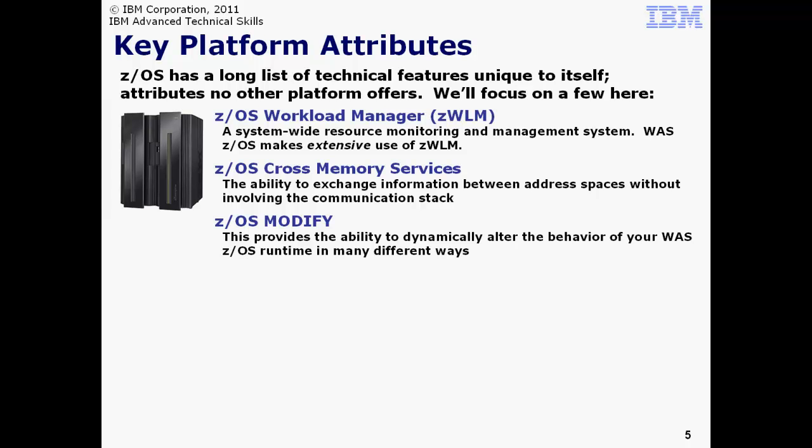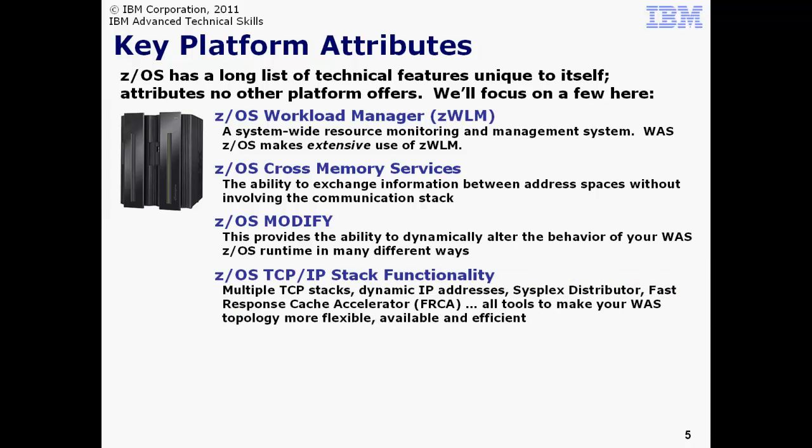The third function is zOS Modify capability. This allows commands to be passed into running tasks. WAS zOS exploits this in two ways. The first is to dynamically alter the runtime behavior of the application server. The second is to dynamically extract runtime information from the application server. Later we'll see some examples of what you can do with the modify command in WAS zOS.